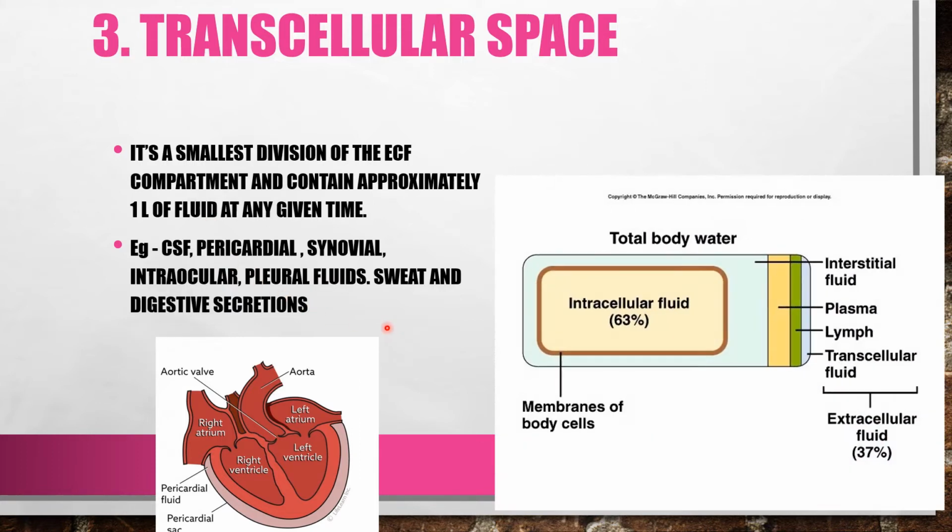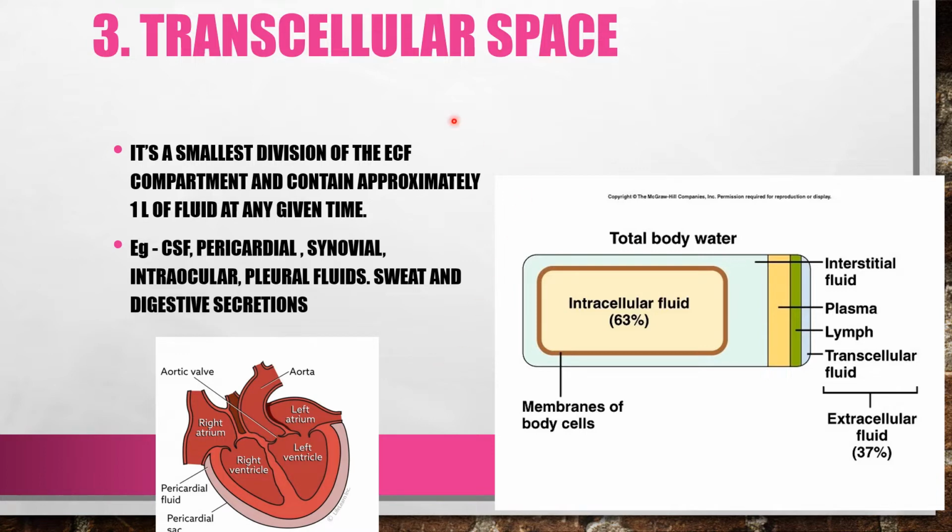This image shows that intracellular fluid occupies 63% of the water content. When compared to extracellular fluid, this is very high. Extracellular fluid is 37%, so totally 100%. In the extracellular compartment, there are three divisions: intravascular, interstitial, then transcellular fluid. Clear? I hope you have understood this very well.